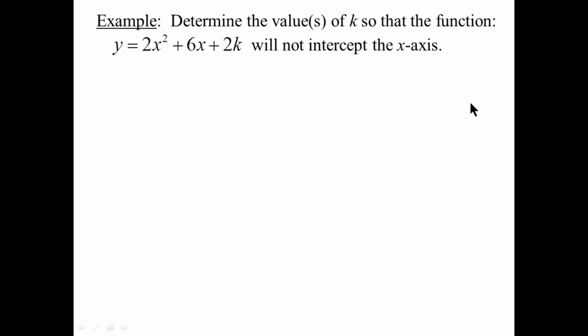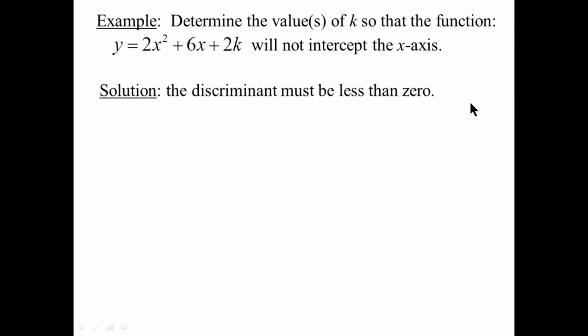Example: determine the value, possibly plural, of k so that the function, and it's a quadratic function, y equals 2x squared plus 6x plus 2k, will not intercept the x-axis. In other words, has no real roots. Solution: the discriminant must be less than 0. So let's find the discriminant, b squared minus 4ac. Now c is this number on the end, and it's 2k in this case. And this has to be less than 0, because we want there to be no x-intercept.